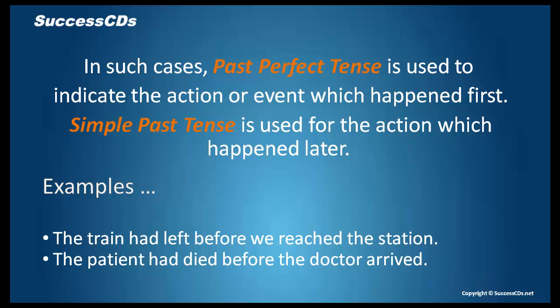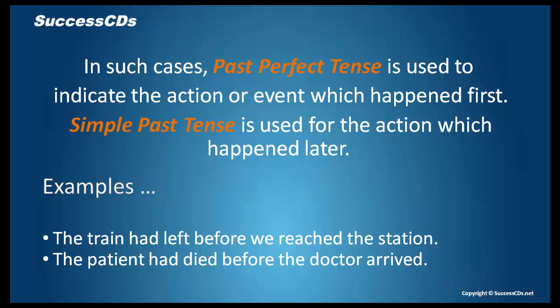These are two actions. The first action is the train had left. We reached the station is the second action. Similarly, in the second sentence, the patient had died is the first action. The doctor arrived is the second action. Now, out of these two actions, one action has taken place first. The train had left already. Later we reached the station. The patient had died already.